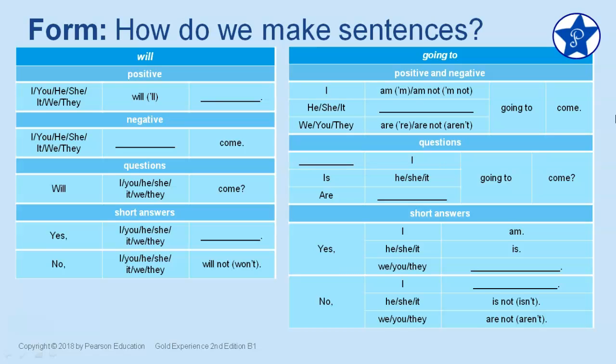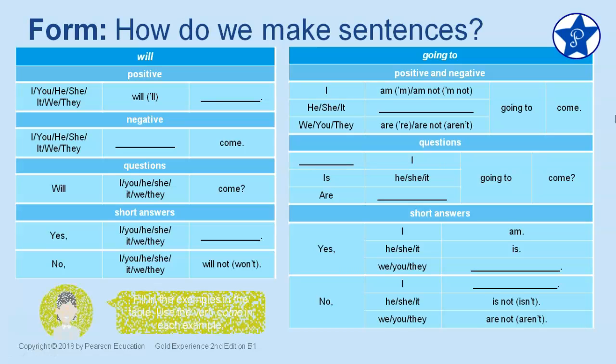So if you have a look at the table on your left, you can complete it with examples. Well, you can create examples by completing the table with come. So in the first one we will say I will, and the infinitive of come is come. So I will come.